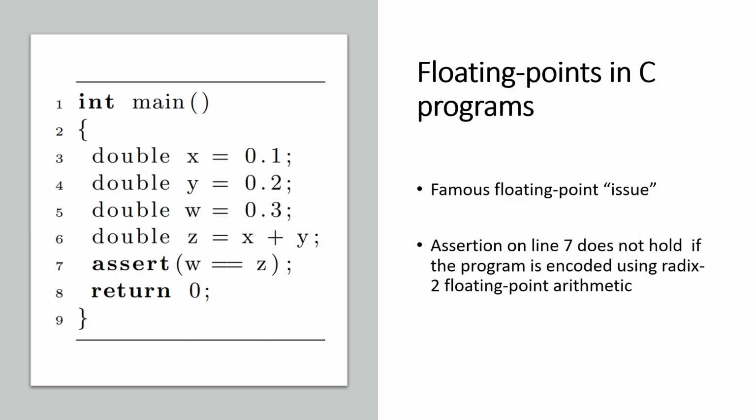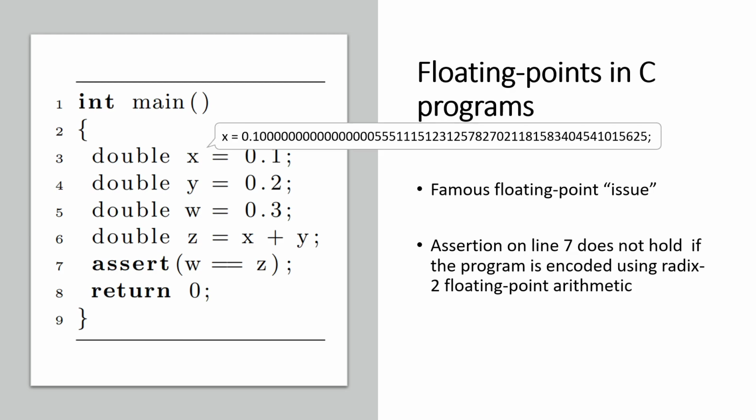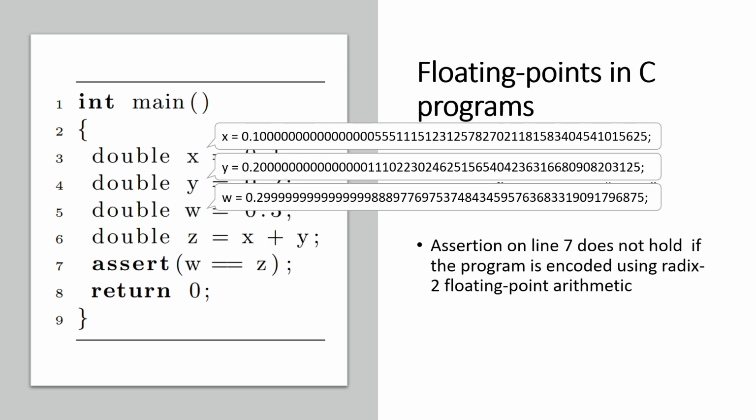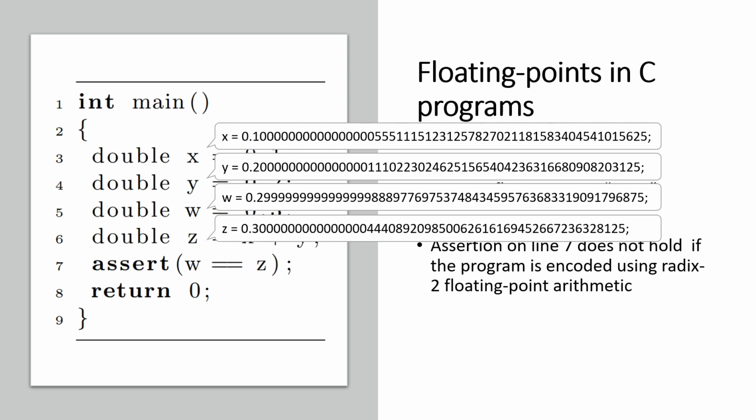Because of rounding errors, these two values are not equal, as we'll see in the following slides. First of all, none of the values in this program can be accurately represented. X is 0.1 only up to 17 decimal places. Y is 0.2 only up to 16 decimal places. W is not 0.3 but a slightly smaller number. And when we add x and y, the result is actually slightly greater than 0.3, which triggers the assertion violation.